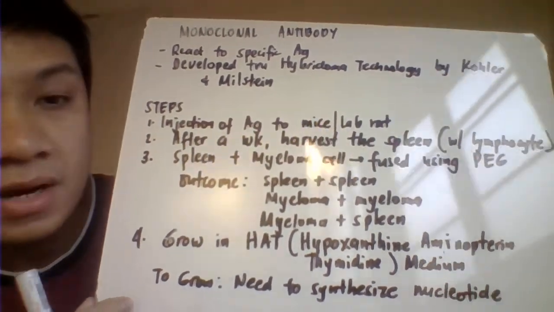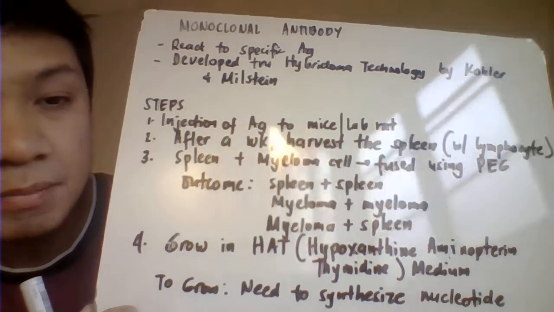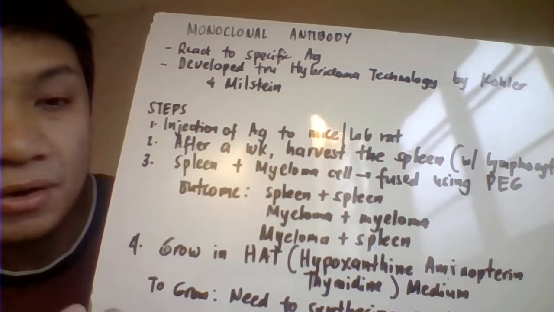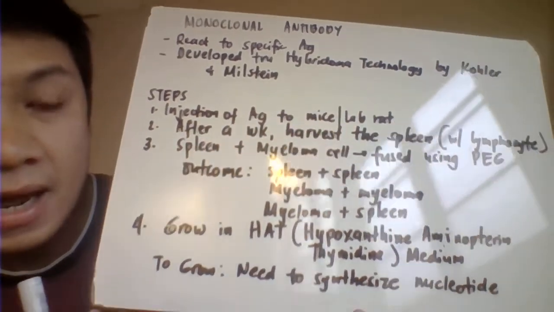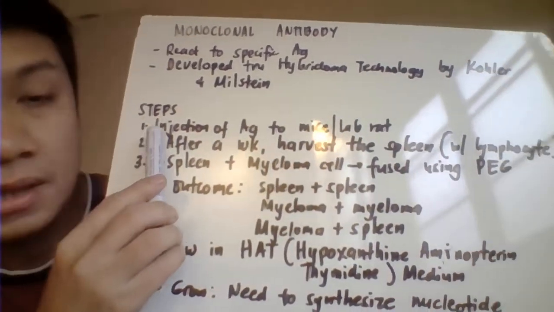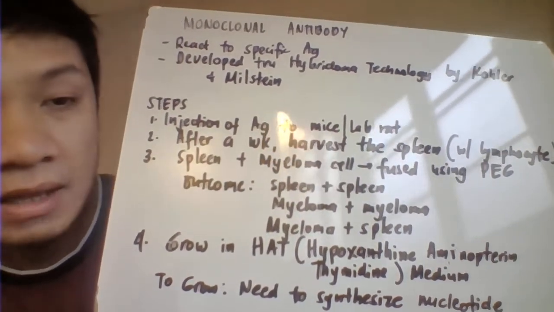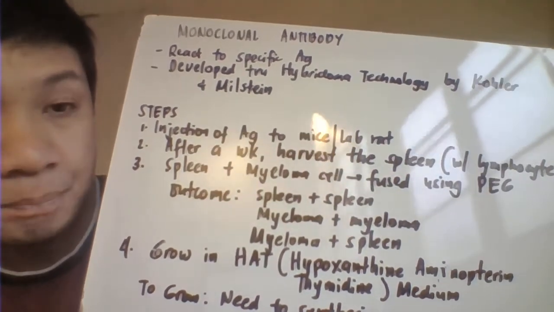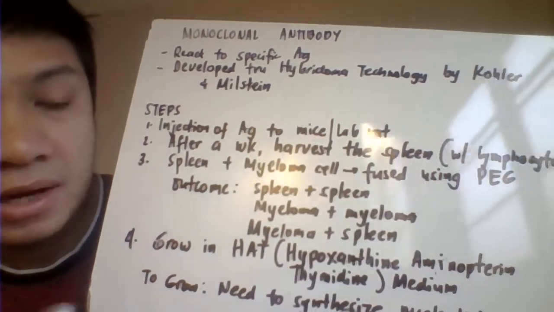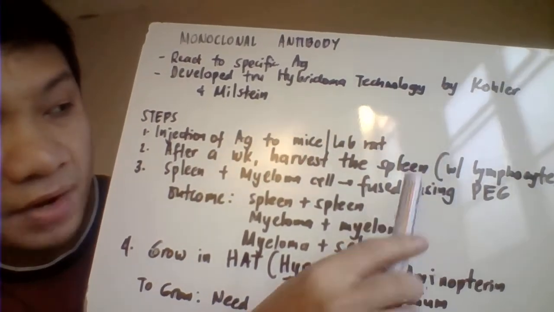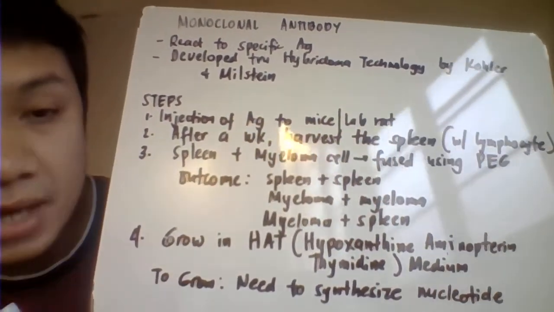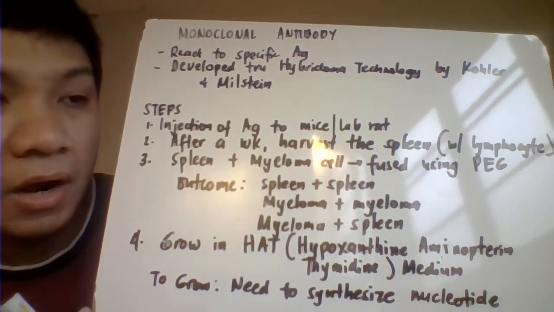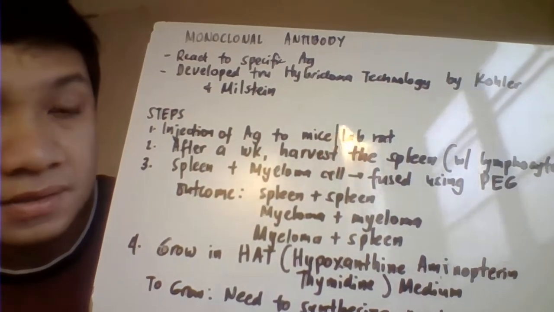First, a specific antigen is injected into your laboratory animal. That can be either a mouse or a laboratory rat. As a product of antigenic stimulation, the mouse immune system, specifically the spleen, produces antibody, or the B cell, that would be very specific for the antigen that has been injected into your laboratory animal. After a week or 2 weeks, you harvest the spleen.